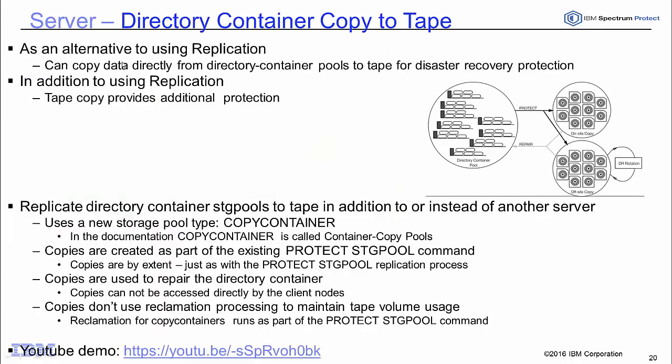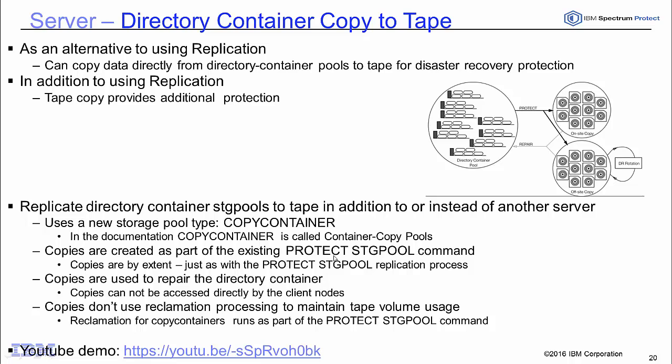The next thing we're going to look at is the ability for directory containers to create a copy of their content out to tape. And this could be used as an alternative to replication if you didn't have an additional Spectrum Protect server you wanted to replicate to, or it could be used in addition to replication and just provide a tape copy for disaster recovery purposes. We will have a new type of storage pool, and this pool is what we're calling a copy container. You might also hear it referred to as a container copy pool, same thing.